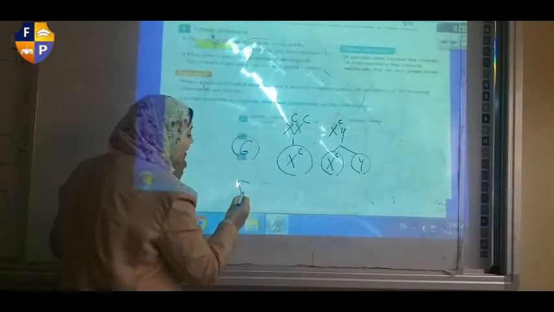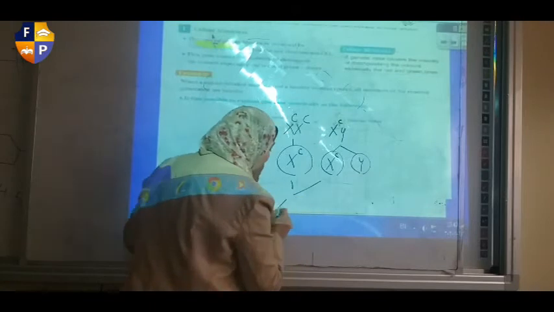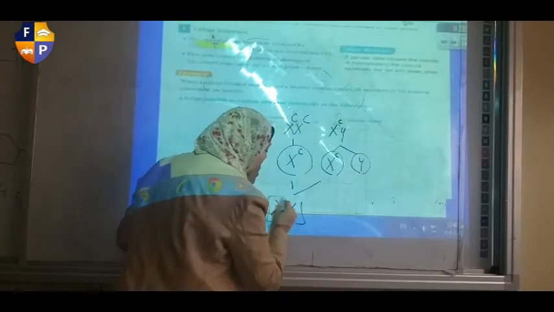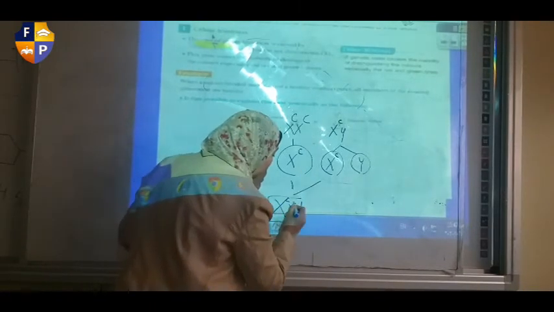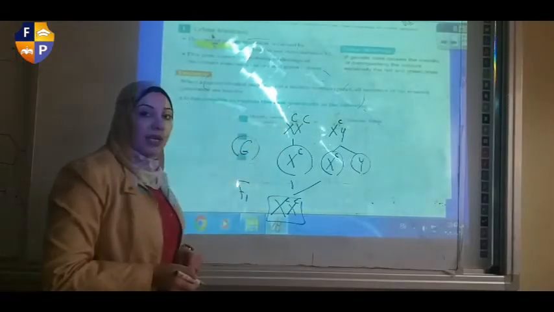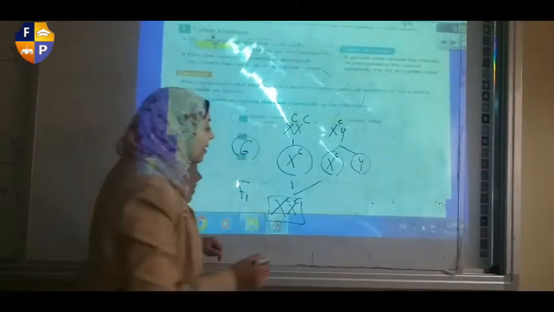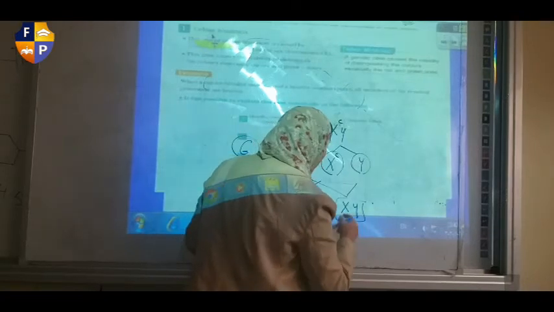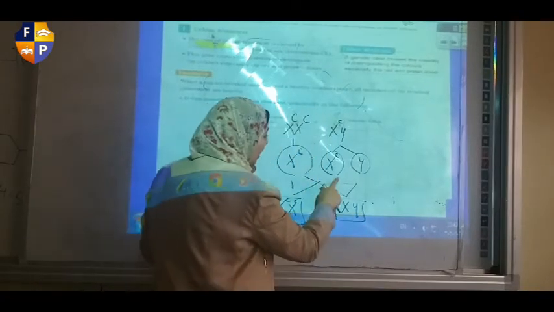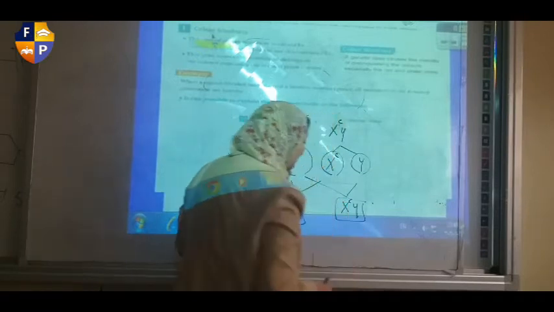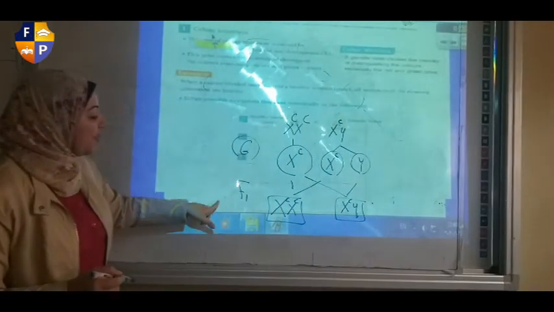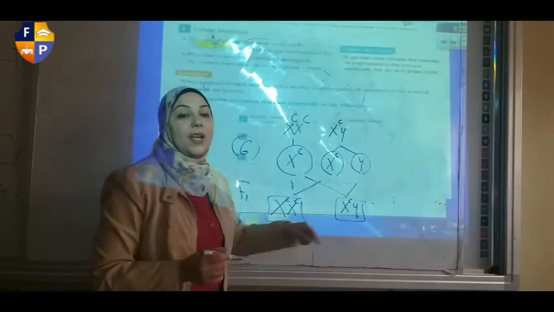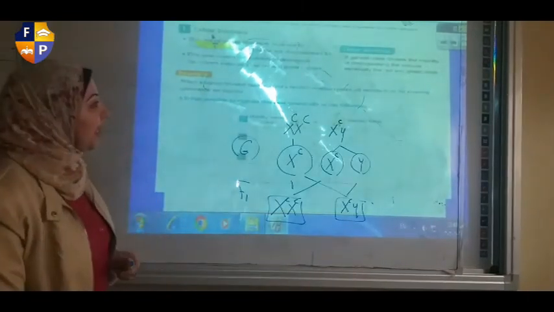So the first generation will be XX, which are females with healthy eyes. Okay? Not suffering from color blindness. While the male, the second, is a healthy male. Yes, all the first generation were healthy. Okay?